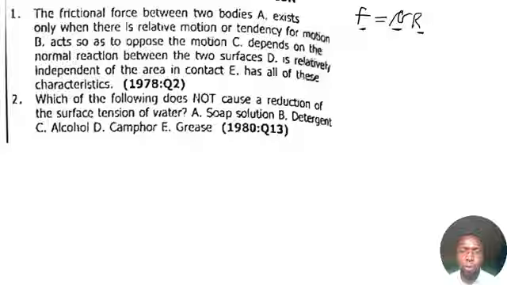The frictional force between two bodies exists only when there is relative motion or tendency for motion. Is that true? Yes. We have said it before. When two objects are in contact with each other, they tend to have friction between them. When they are in contact and then they tend to move relative to each other, then friction will occur. So that is true.